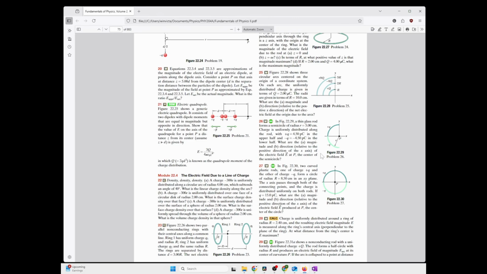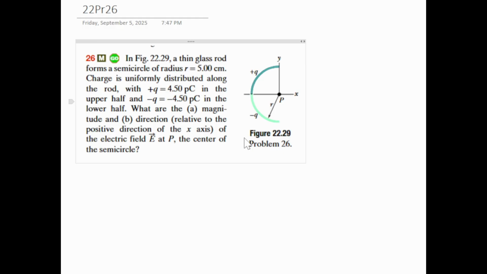Welcome to the video. In this video, we are going to look at problem number 26 of chapter 22. If you have not watched the video on a summary of circular charge, please do that first. In this problem, there are two circular charges with opposite signs, and we'll look at them one at a time.